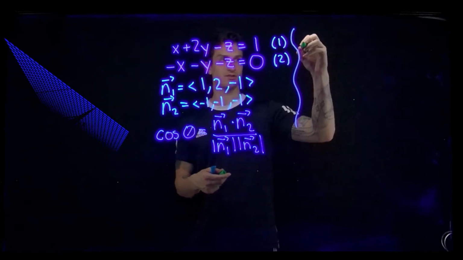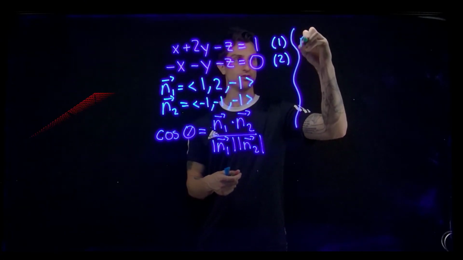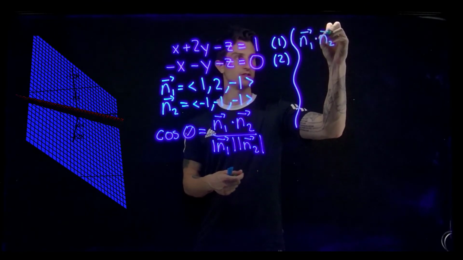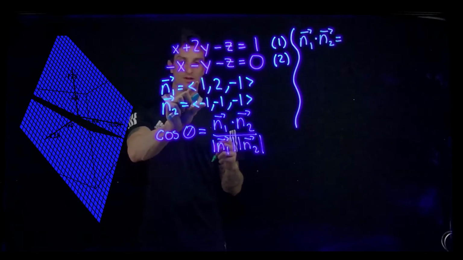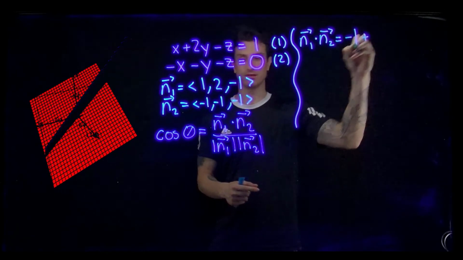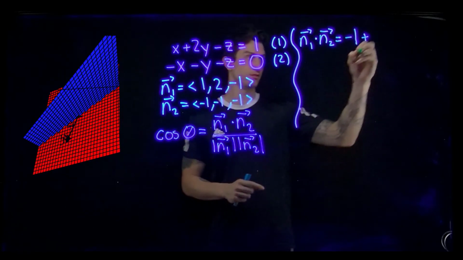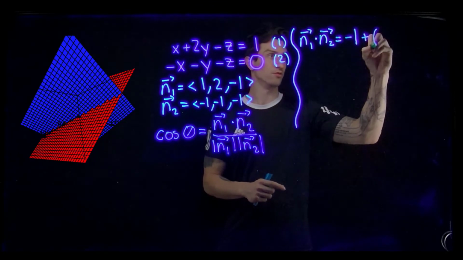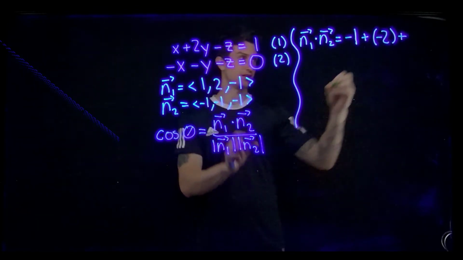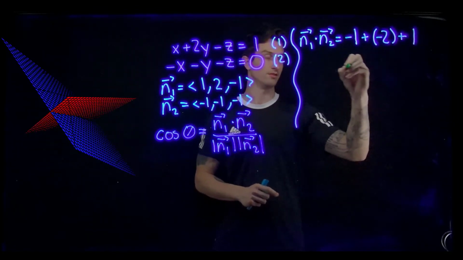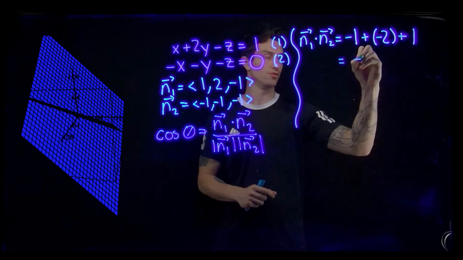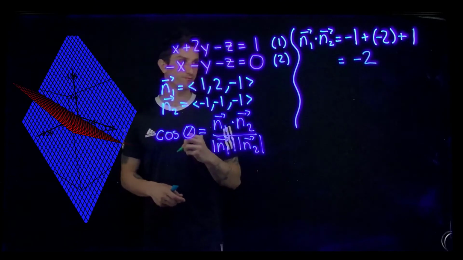So we'll do n1 dot n2 is going to be equal to 1 times -1, -1, plus 2 times -1, -2, plus -1 times -1, 1. So what do we end up with? Just -2. Okay.